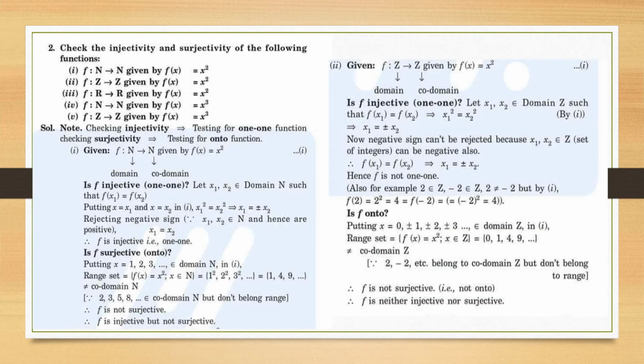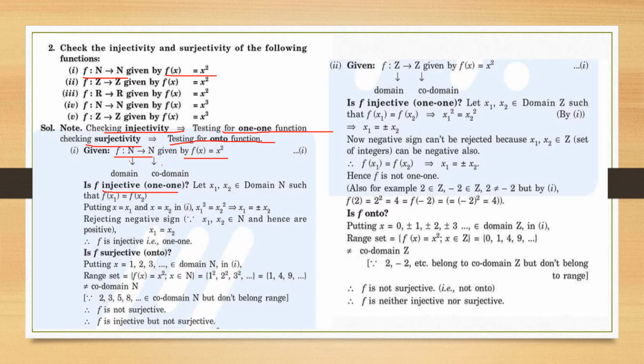Number 2 is check the injectivity and surjectivity of the following functions. First is f mapping from N to N, f(x) is x². So let us start with it. Injectivity means one-oneness. Surjectivity means onto function. And bijectivity means both. So first is f mapping from N to N, f(x) equal to x². This is the domain, this is the codomain.